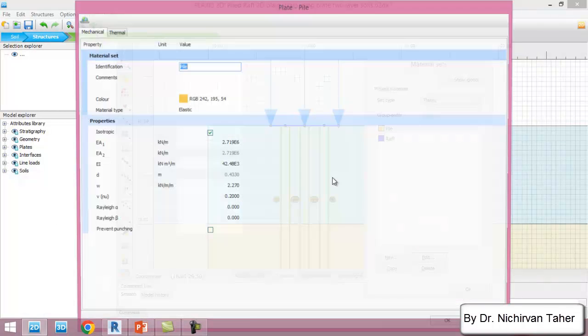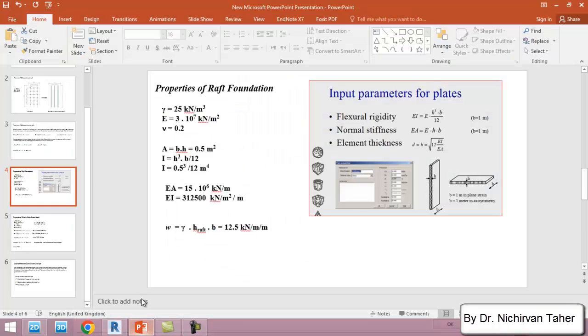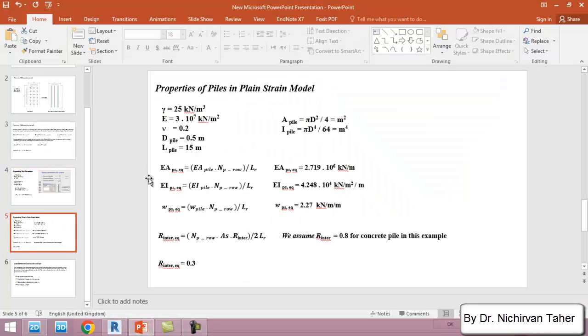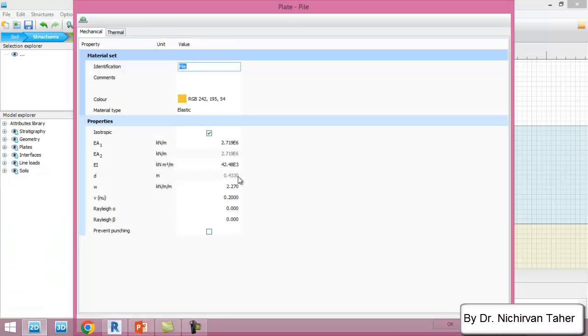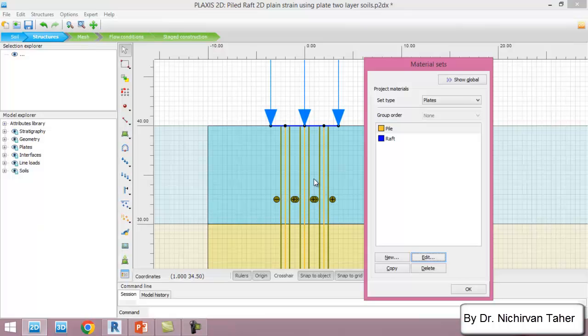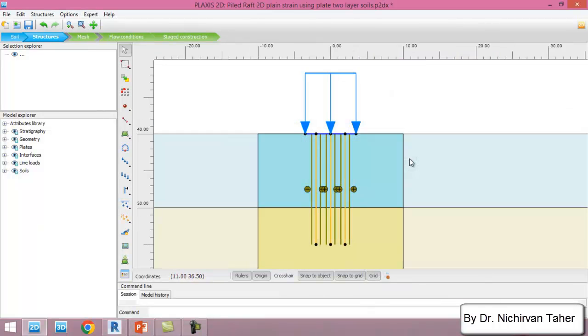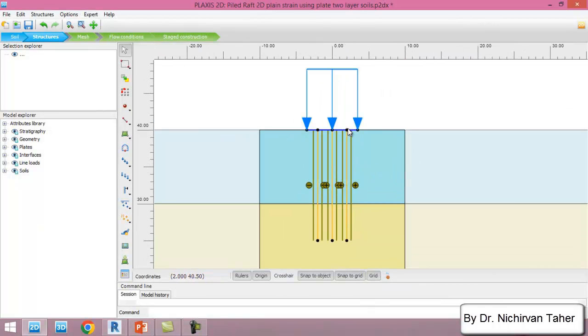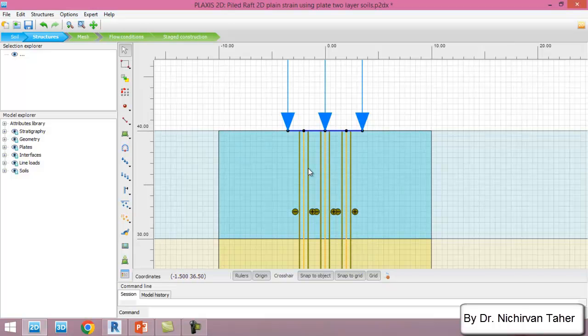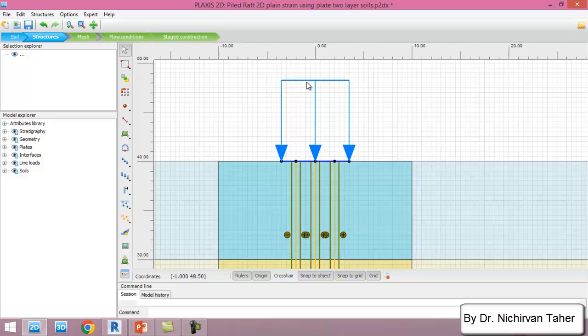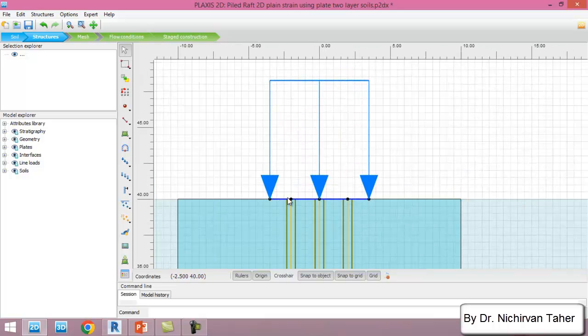Also, these are the properties of the pile. As we calculated in here, the normal stiffness, the bending stiffness, and weight, we used these values in here. So after defining the raft foundation and piles as a wall, we also apply the surface load to the raft.